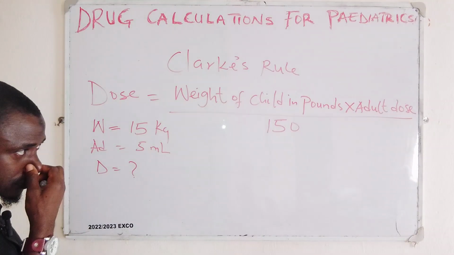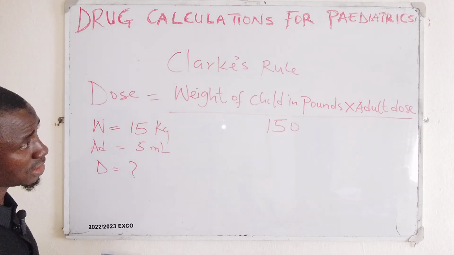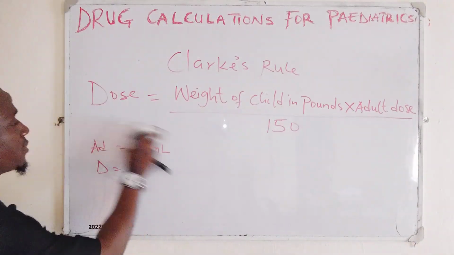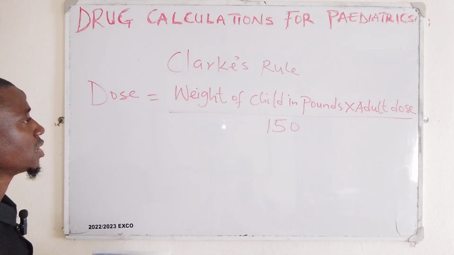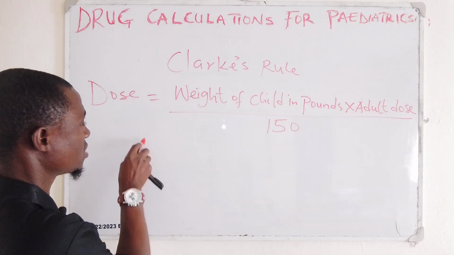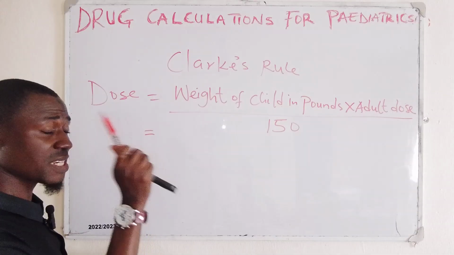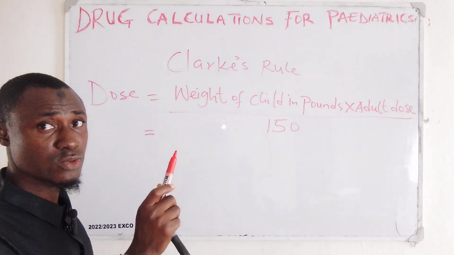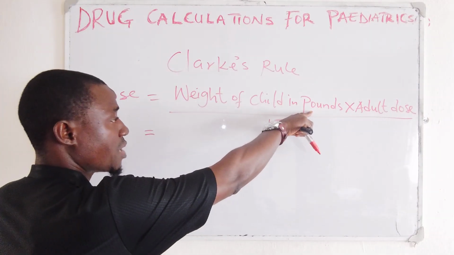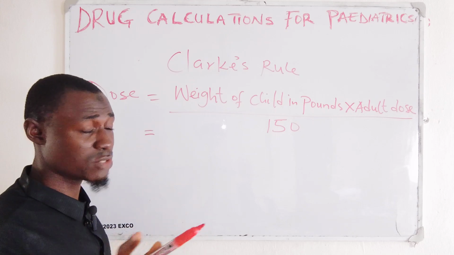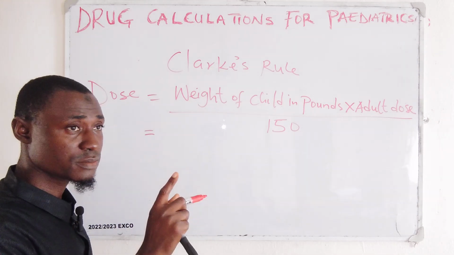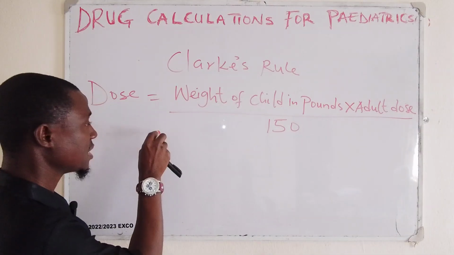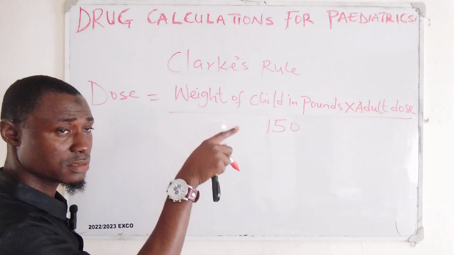Now let's quickly substitute our figures into the formula. To calculate the dose of this chloroquine injection that we're going to administer to a child whose weight is 15 kg, the first thing we need to do is address the variation with regards to the weight. The formula says the weight is in pounds. The question says the weight is in kgs. That means we have to convert from kg to pounds.